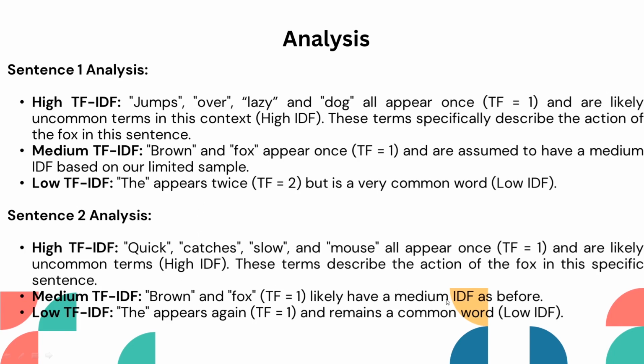So we consider this as a medium IDF. But in this sentence, brown and fox, in this particular sentence too, it appears only once. That's why we have given TF equal to 1. So similarly for low TF-IDF, the appears only once and remains a common word.